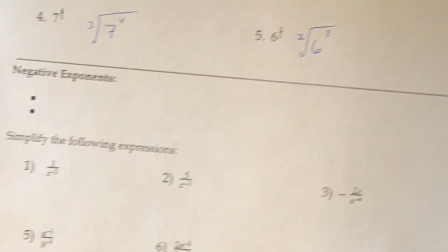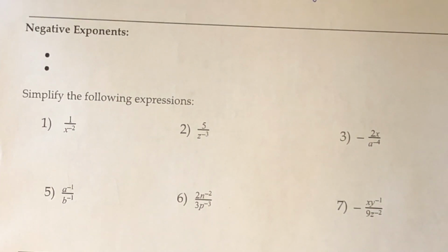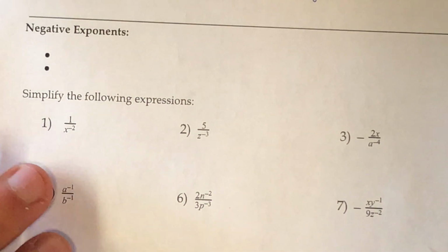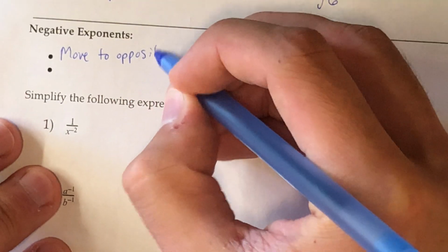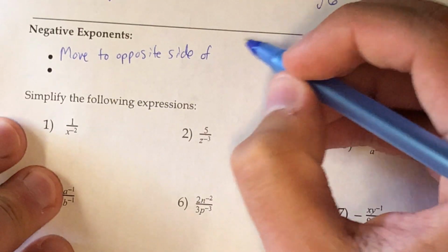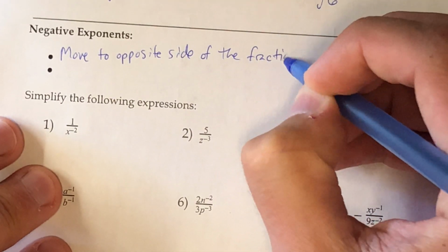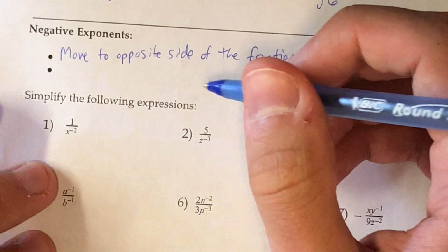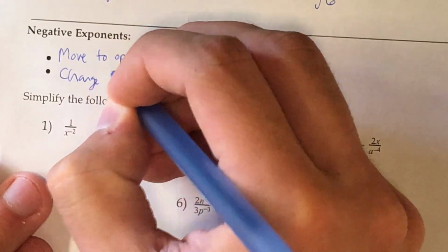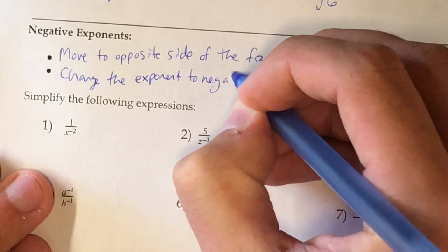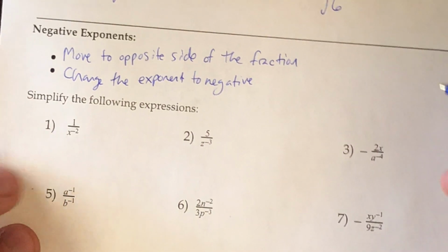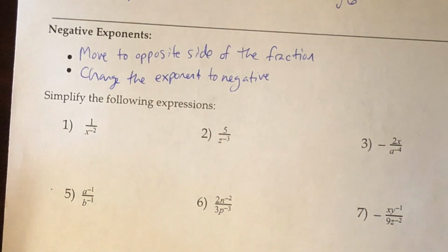All right, so we've done a little bit with negative exponents. Just to kind of review real quick, negative exponents, remember, always move to the opposite side of the fraction. So if it's on the top, move it to the bottom. If it's on the bottom, move it to the top. And then change the exponent to negative. Negative exponents are some of the more challenging ones. So we revisit here just to make sure we've got that stuff down.